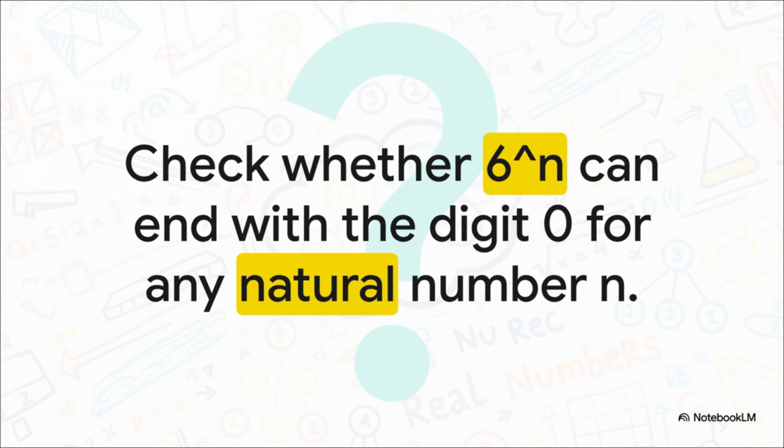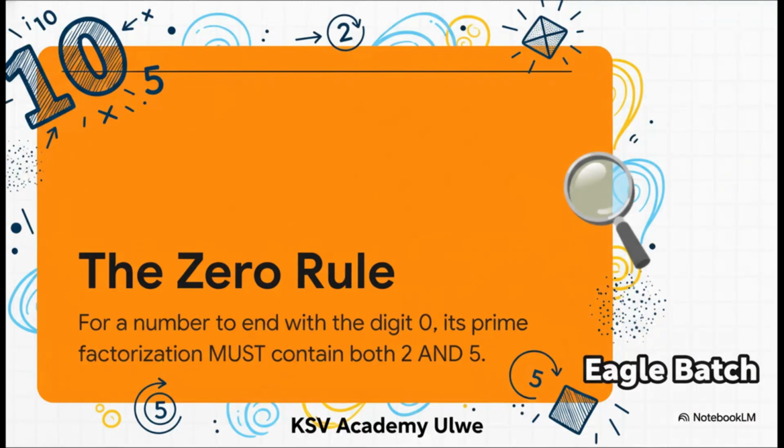Let's try a few. 6 to the power of 1 is 6. 6 squared is 36. 6 cubed is 216. They all seem to end in a 6. But what if n was a huge number, like a million? Is it possible? There is one incredibly simple rule that solves this whole puzzle.